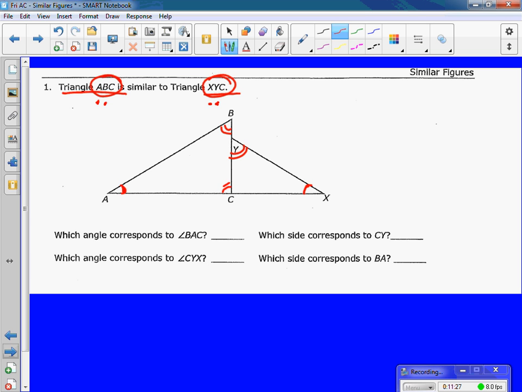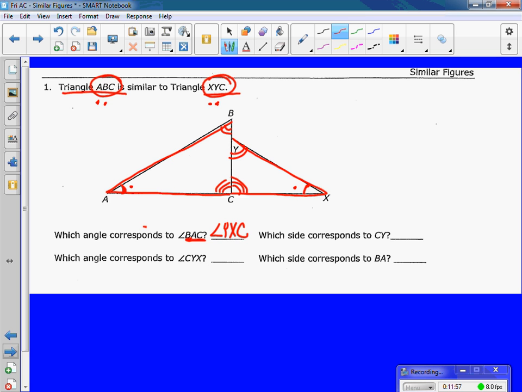And then C matches up with C. I'm going to put 3, just so I can see the difference between all those. So which angle corresponds, same position, to BAC? Now B, A, C. The letters here tell you what order to trace out your angle in. So really, we're talking about this angle here, which matches up with this angle here. So I can say Y, X, C.